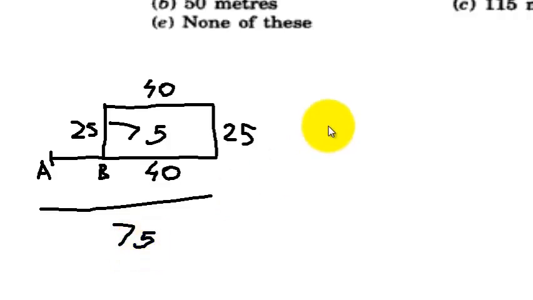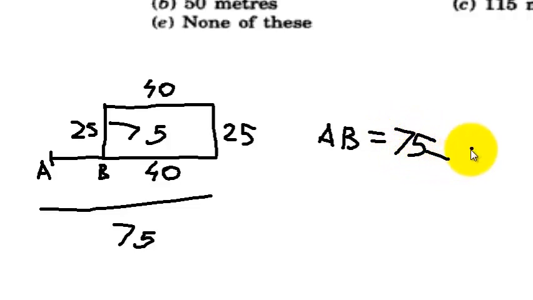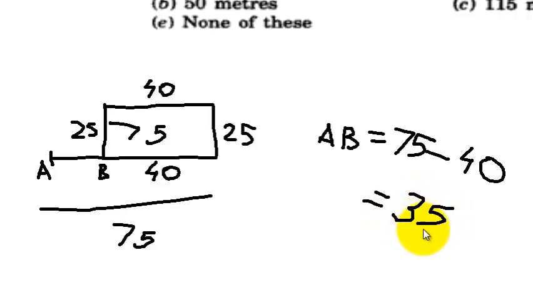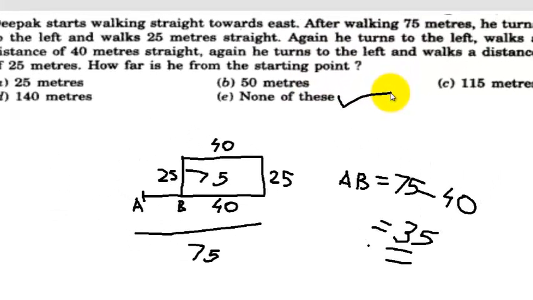So what will be AB? AB will be 75 minus 40, which is 35. Do you have 35 in the answer options? No, we don't. So the answer has to be none of these.